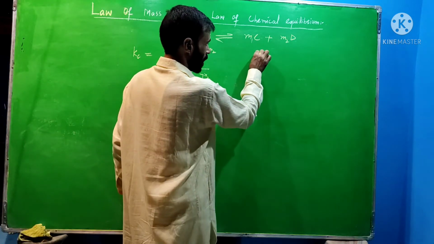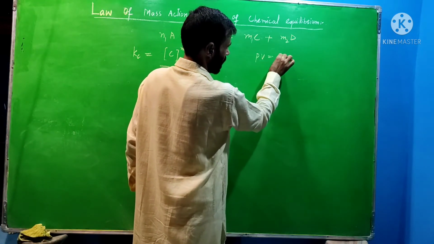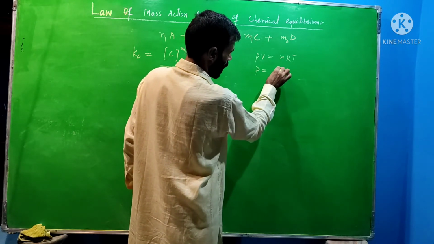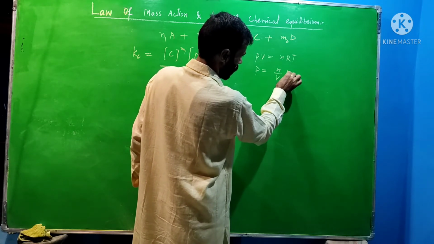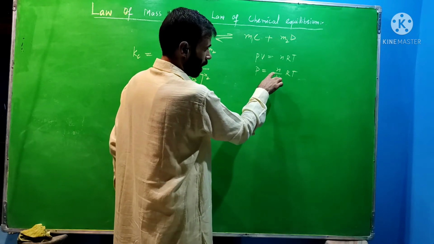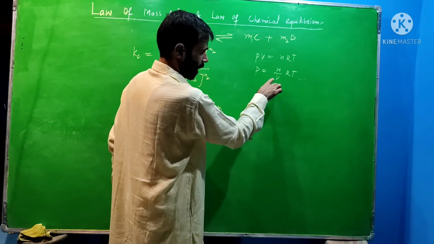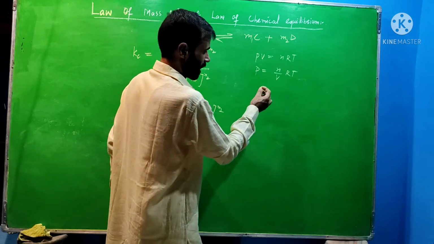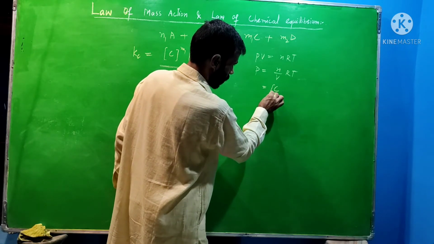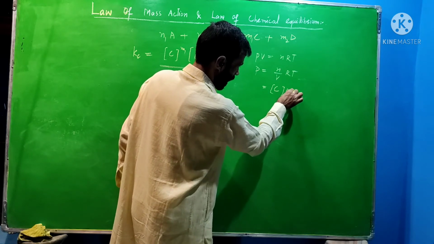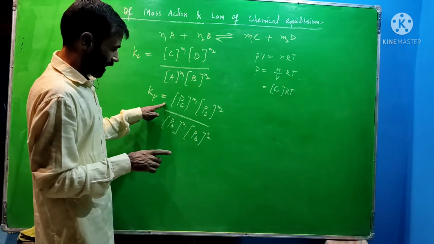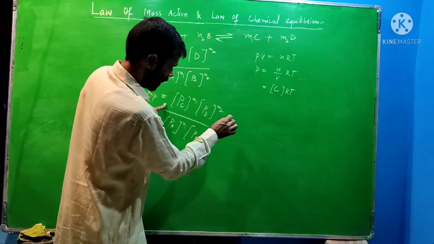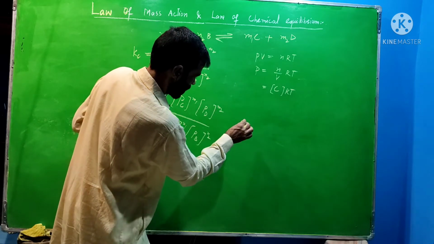By means of this equation, we know as per the ideal gas equation, PV is equal to nRT. After that, pressure is equal to n divided by V into RT. We know the number of moles per unit volume is the active mass, that is the molar concentration. Suppose we take this as C, the molar concentration, then P equals C times RT. Now in terms of P, we will write it as concentration.